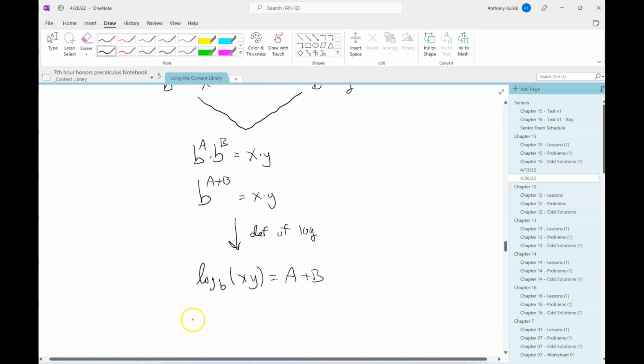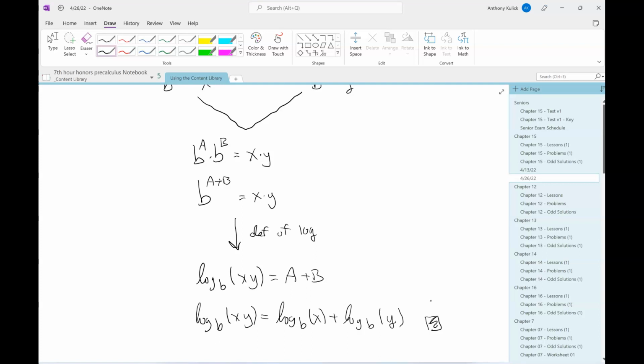And what is A equal to? That was log base B of x. And what was B equal to? Log base B of y. And that's exactly what I wanted, because that is now the product property.